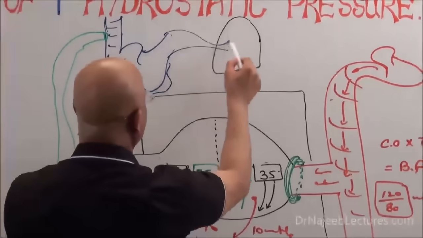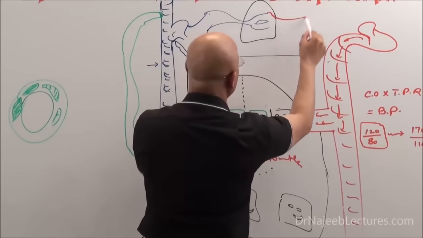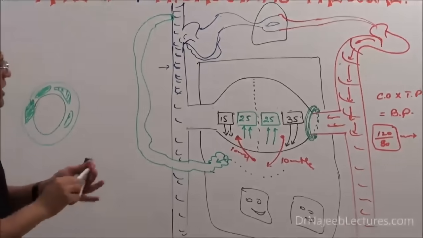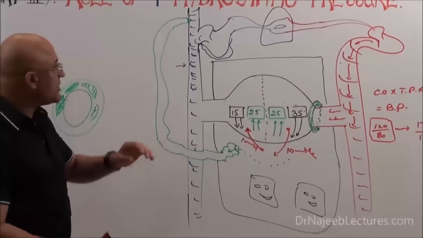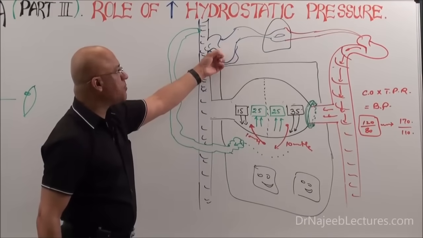Right heart pumps into lungs, and from the lungs, blood gets oxygenated and goes to the left heart. Is that right? Pulmonary circulation. Let's suppose that due to some reason, right heart is not pumping well.